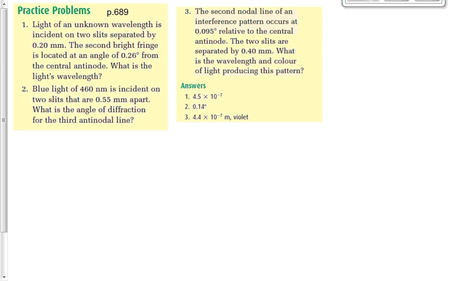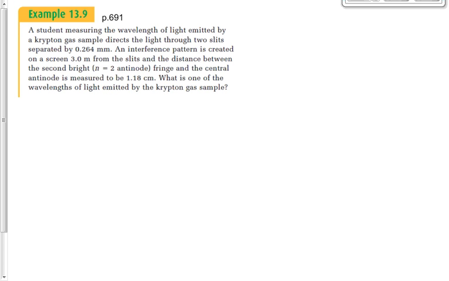These are going to be homework on 689, practice problems that go with the example that we just did. But I want to get through this example before the bell goes, so I'm not going to give you a chance to work on those other ones quite yet. 691 says, a student measuring the wavelength of light emitted by krypton gas sample directs light through two slits that are separated by this distance. This is going to be D. I'm going to circle this because it's non-standard. This is going to be L.